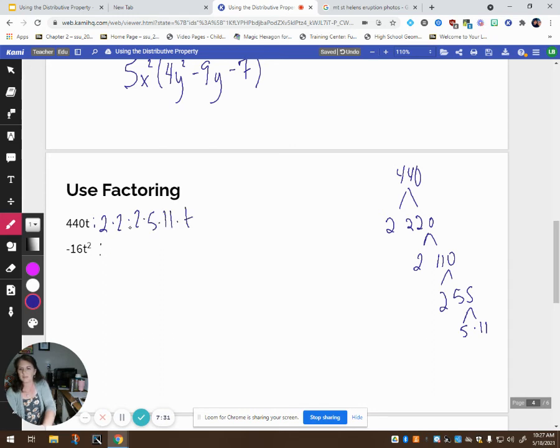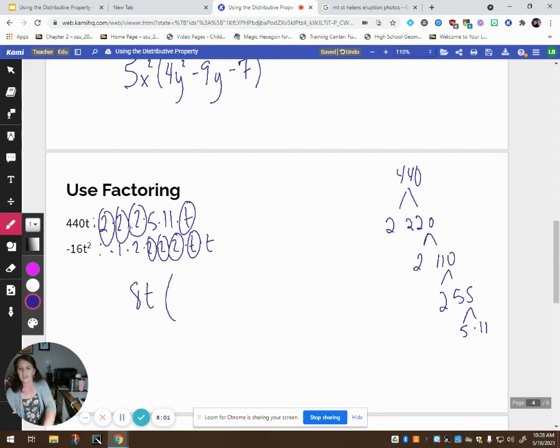This is the same as negative 1 times 2 times 2 times 2 times 2. I was thinking in my mind 4 times 4. I know 4 is the same as 2 times 2. And then times t times t. So what do they have in common? Looks like they each have a 2. They each have 2 2's. Oh, look, they each have 3 2's, and they each have a t. So 2 times 2 is 4 times 2 is 8. So they each have 8t in common.